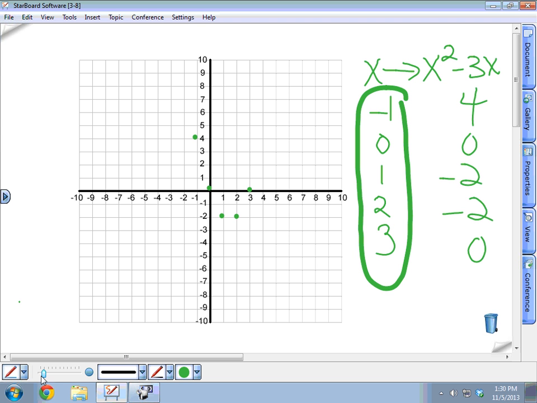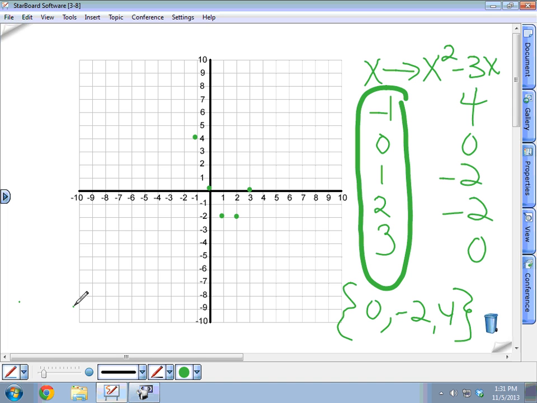If this is our domain, what is our range? The range is the output. That's what we get over here for our y. So the range is just the numbers that you can get. If you put in only those x's, you can only get 3 different numbers. You can get a 0, -2, and a 4. That's your range. Okay? Those are the only possible numbers if you put those in.